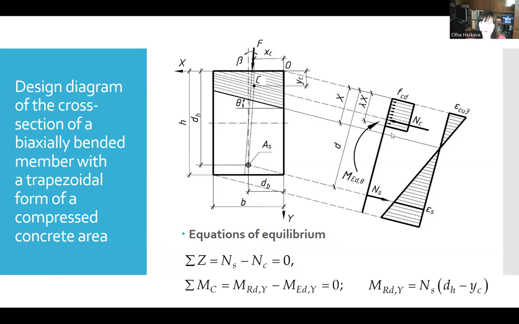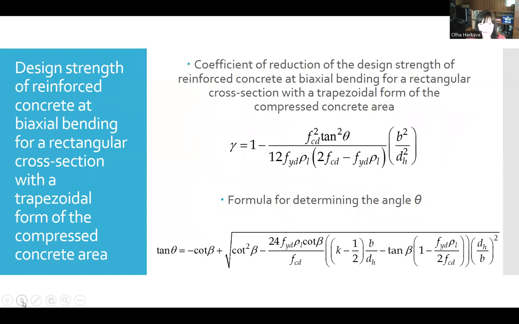In particular, a rectangular stress distribution in the concrete of the compressed area is taken into account, and also a bilinear diagram of the stress-strain dependence for tensile reinforcement. The deformation criterion is used as a destructive criterion on the basis of the adopted assumptions. The coefficient of reduction of the design strength of reinforced concrete at biaxial bending for a rectangular cross-section with a trapezoidal form of compressed area is derived in the presented form from equations of equilibrium.